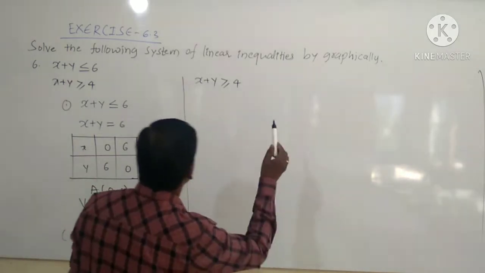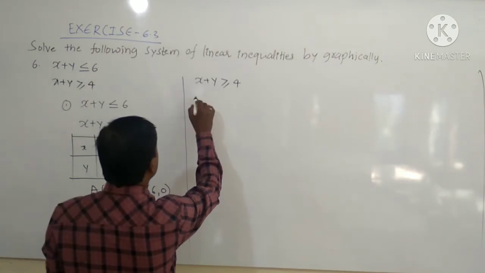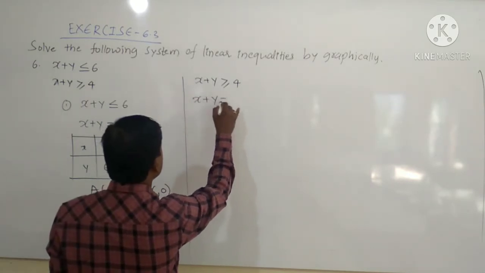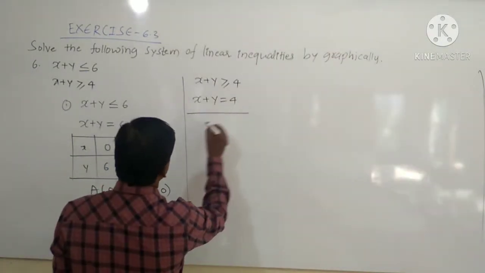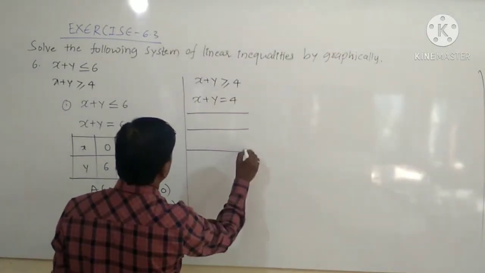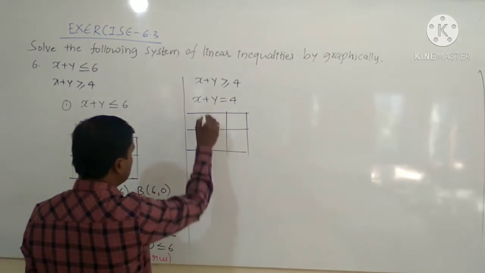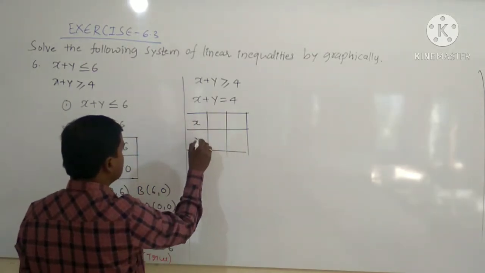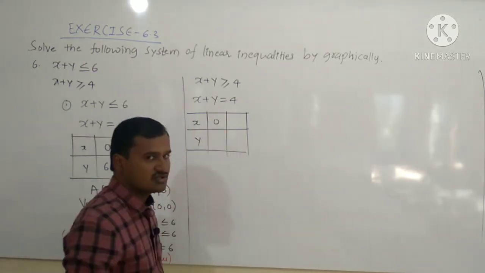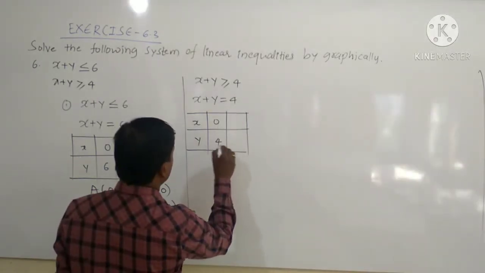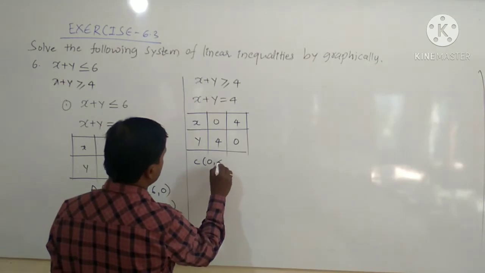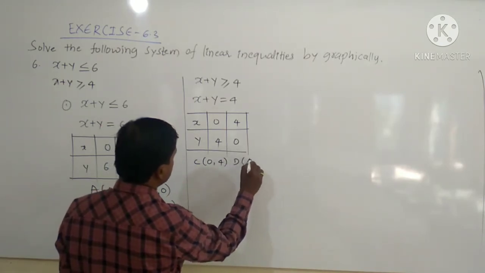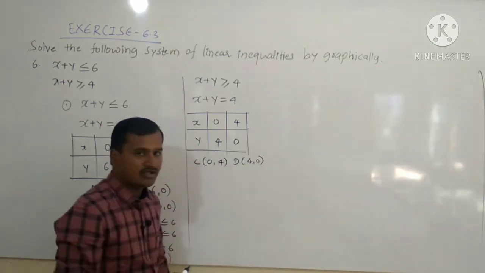Next, for x plus y more than or equal to 4, write the inequality as the equation x plus y equal to 4. Again, what does it represent? It represents a straight line. To draw a straight line you need 2 points. When x is 0, what is the value of y? 4. When y is 0, what is the value of x? 4. Therefore the points are C, 0 comma 4, and D, 4 comma 0.